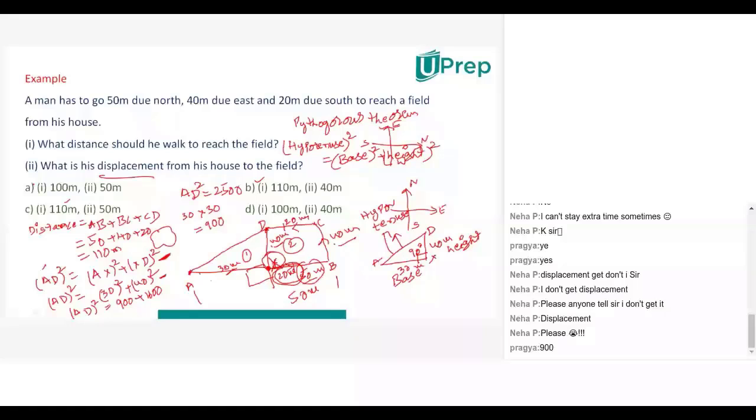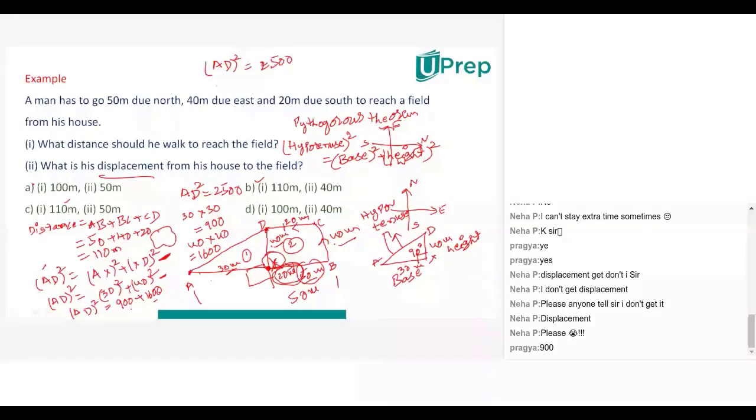And 40 into 40. 40 square means 40 into 40. How much will it be? 1600, no? 4 into 4, 16. 1600. Yes, sir. Right. So here 900 plus 1600. How much will you get? 2500. Very good. So 2500 I wrote, AD square is equal to.